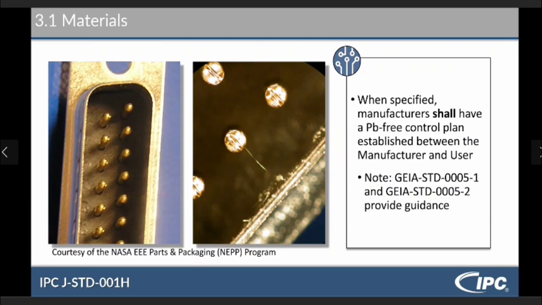So when specified, manufacturers shall have a lead-free control plan, Pb. This is the symbol for lead, from the periodic table of elements. For the control plan established between manufacturer and user, again, the manufacturer is the person who builds it, and the user is the customer. These standards right here will provide guidance on how to implement a lead-free control plan.